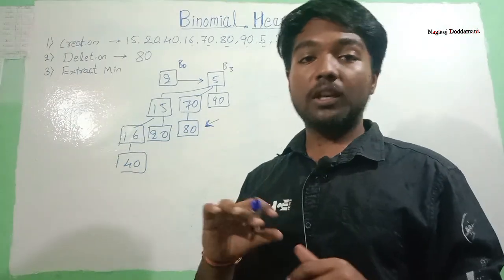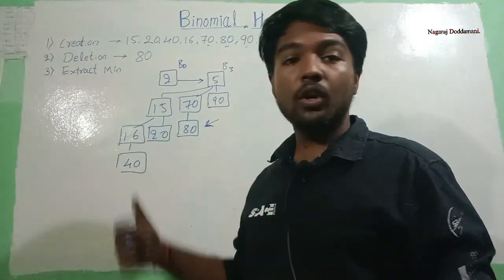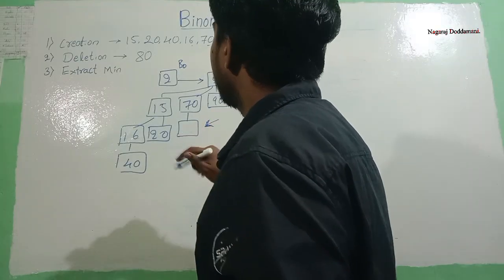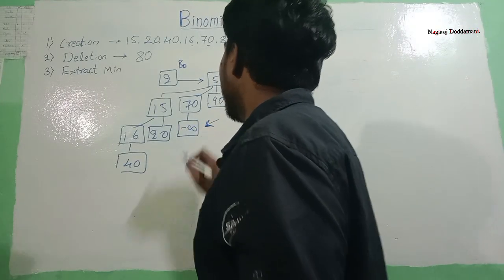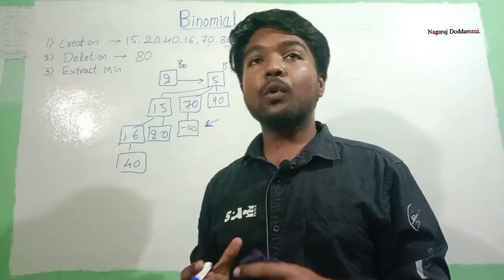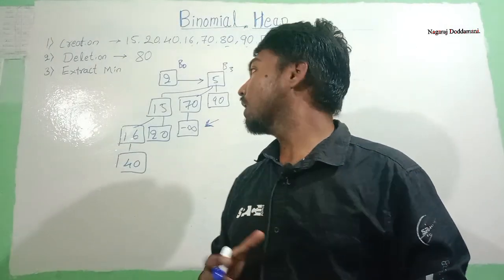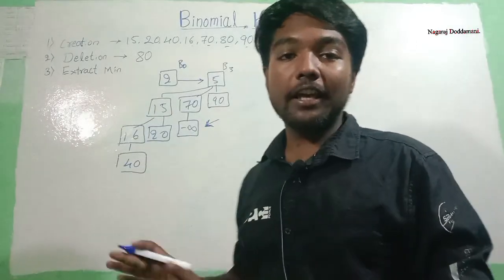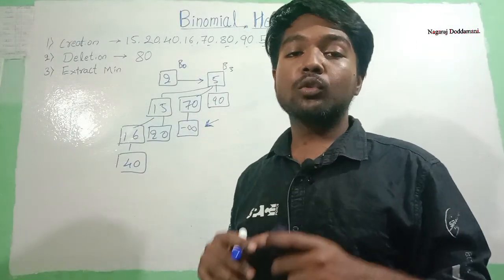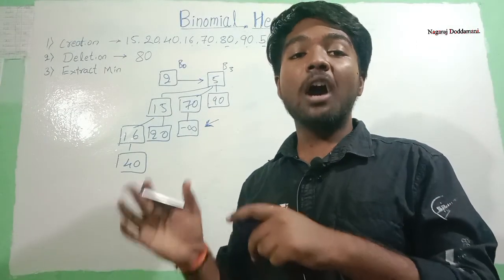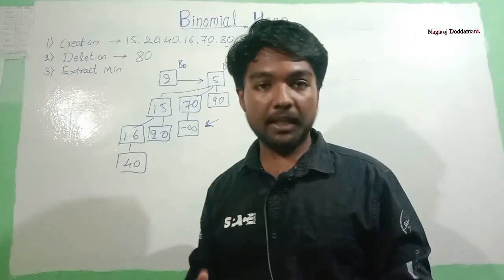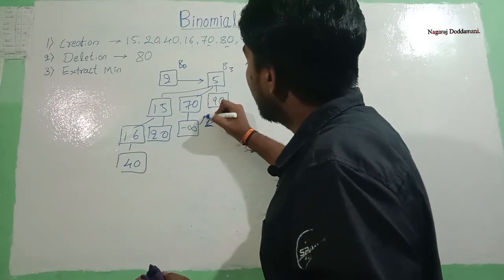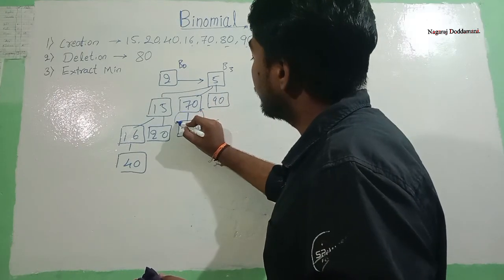So we need to replace this with minus infinity. Delete this and insert minus infinity here. So minus infinity is lesser than all the values in the binomial heap. So what we can do is recreate the binomial heap now. So we need to transfer this to here and this to here.